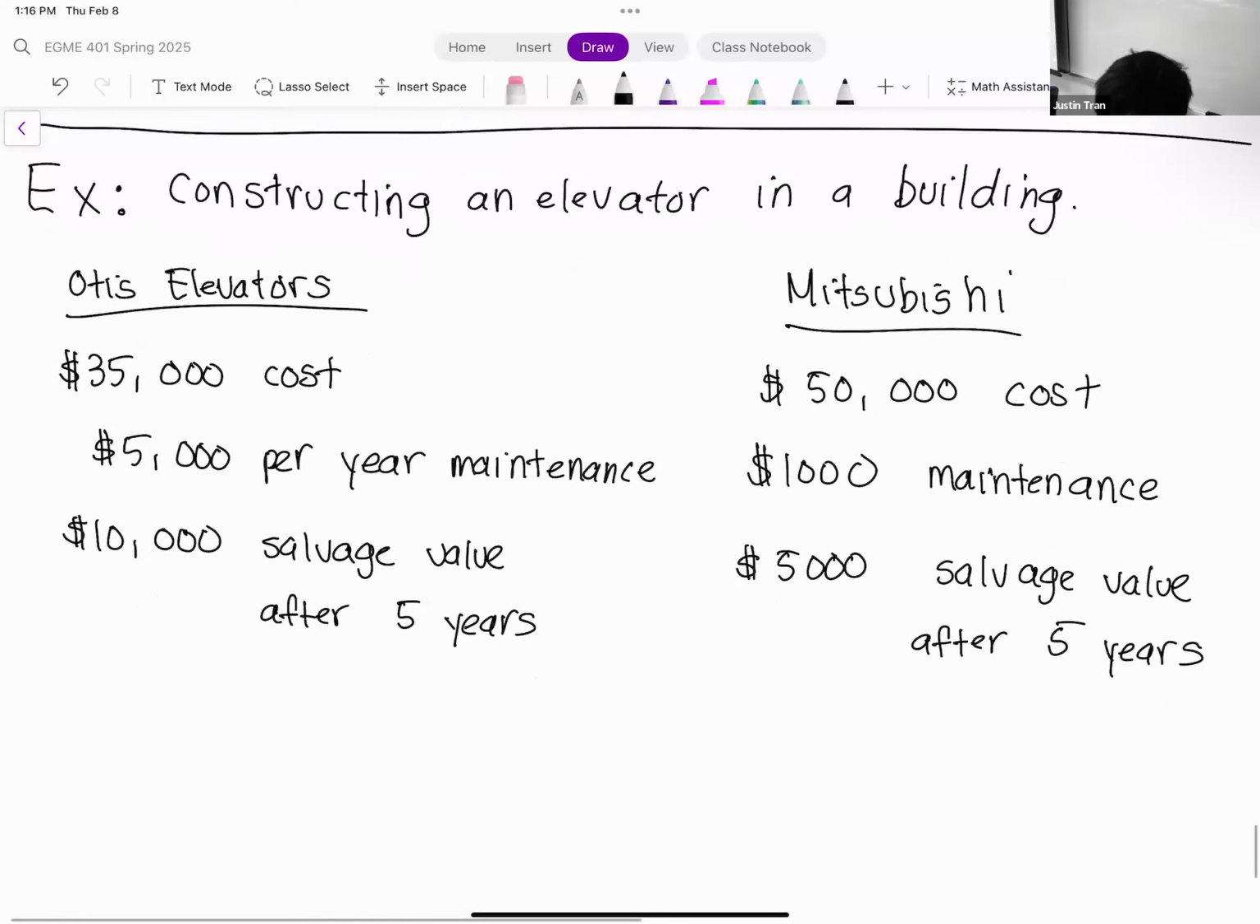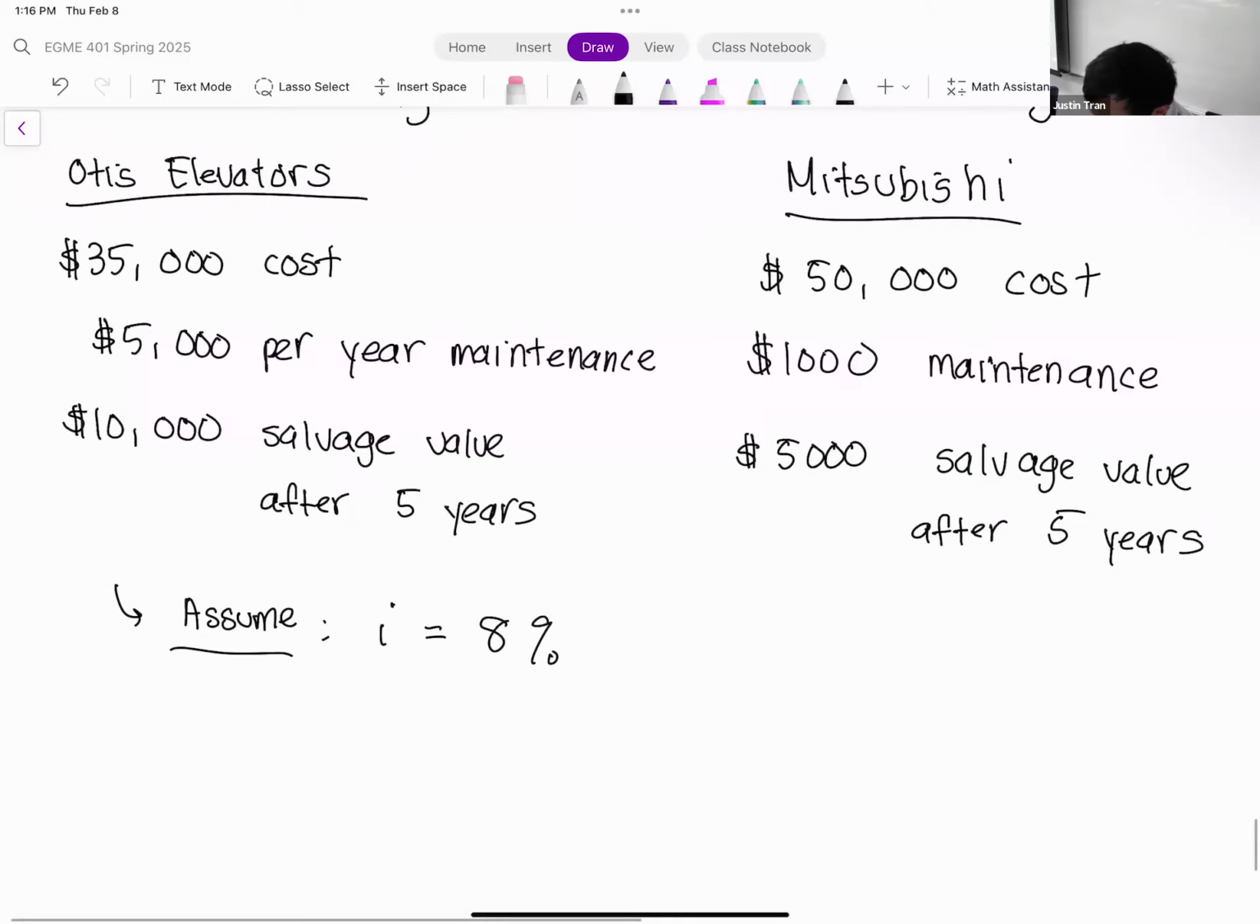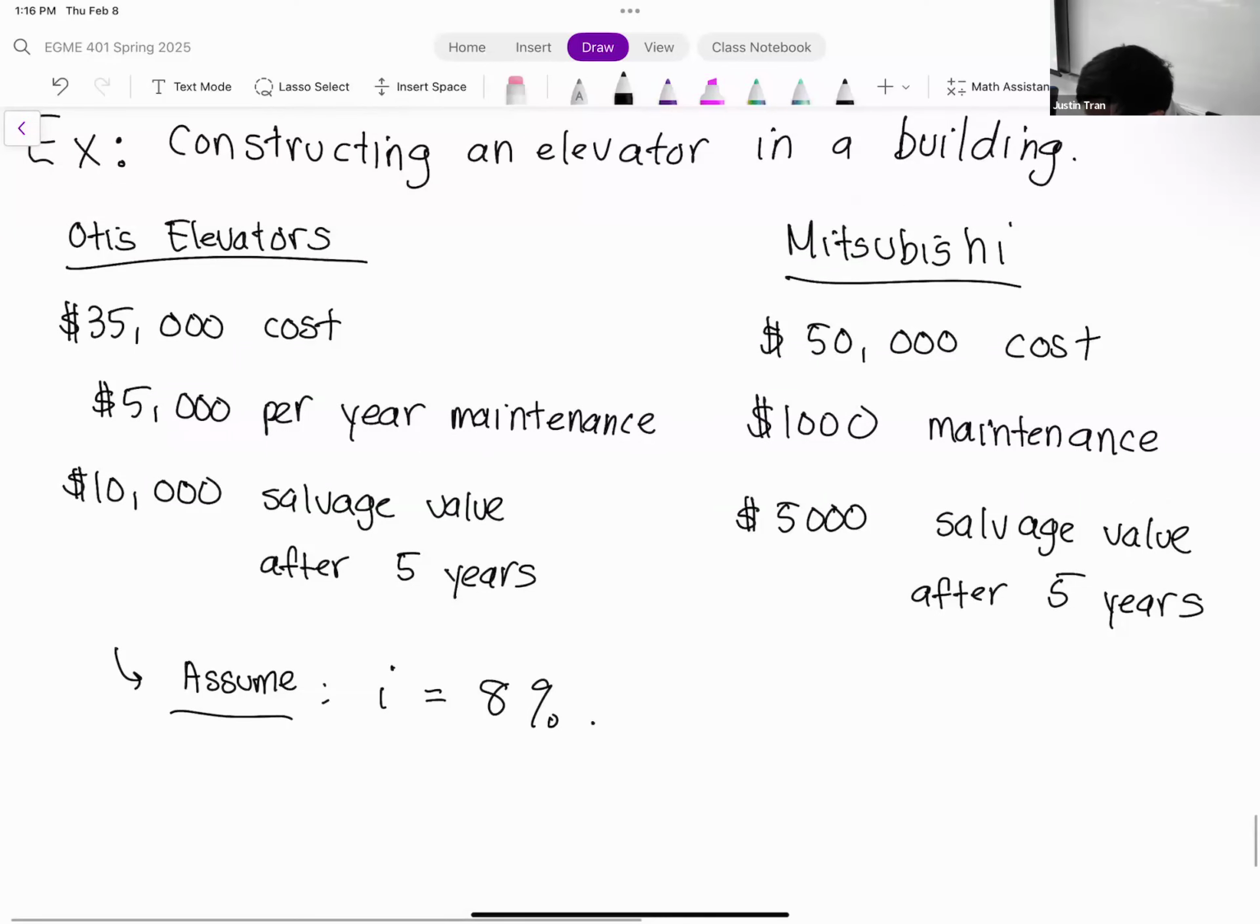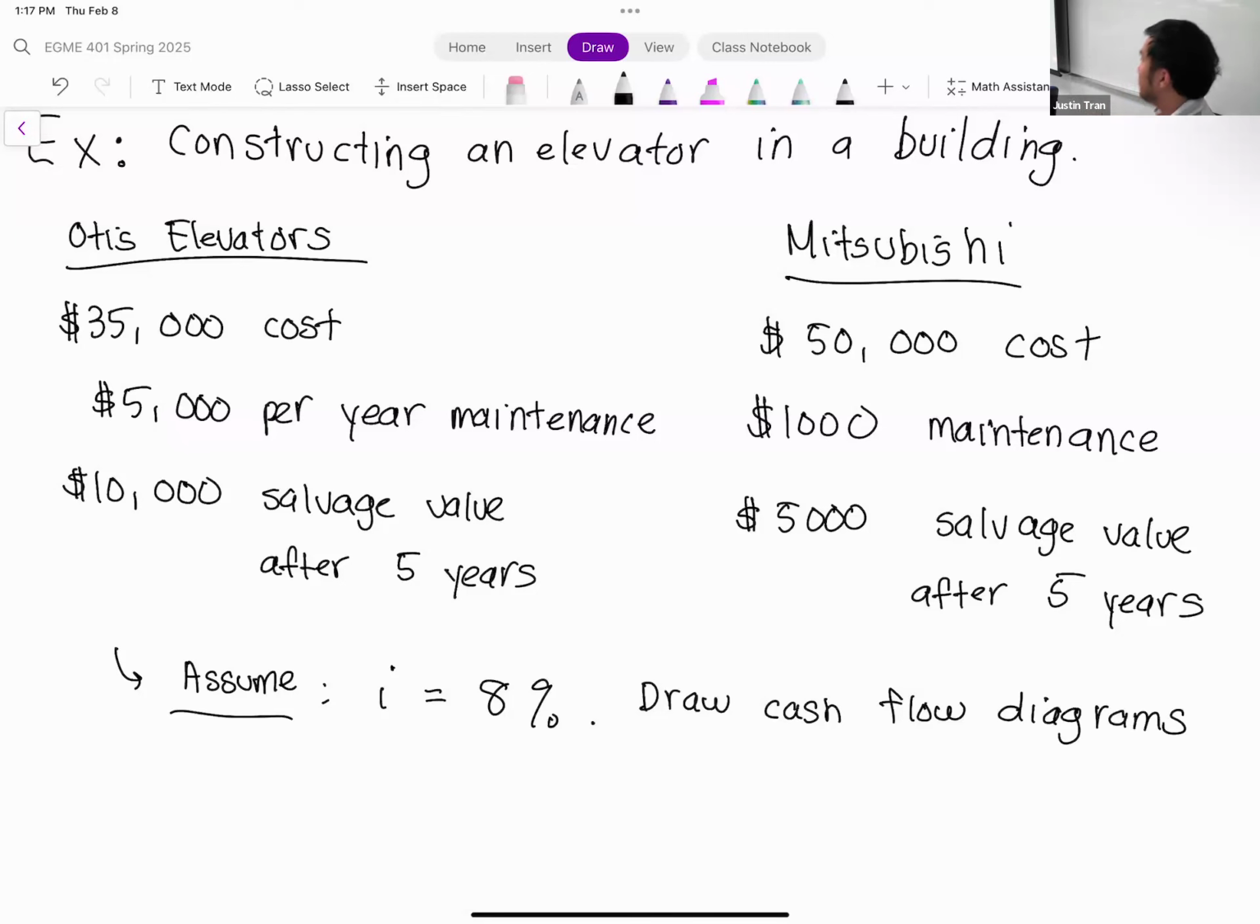All right, so those are our two options. And so if we assume an interest rate of about 8%, let's do the same thing we did in the last example. So let's draw the cash flow diagrams, and then let's use present worth analysis to determine which is the more economically efficient elevator to go with.